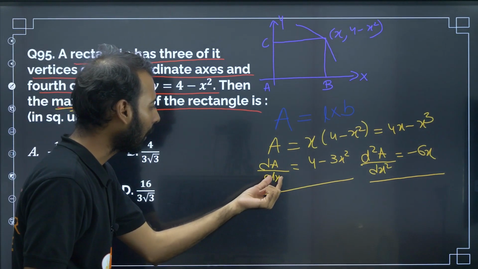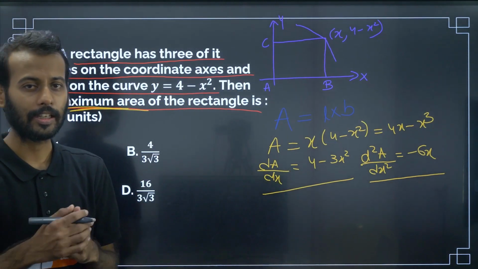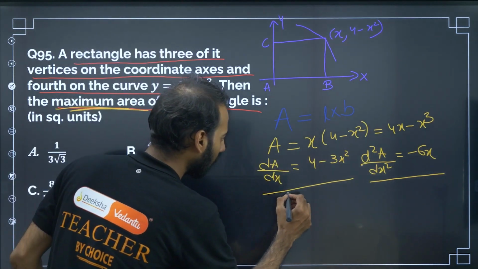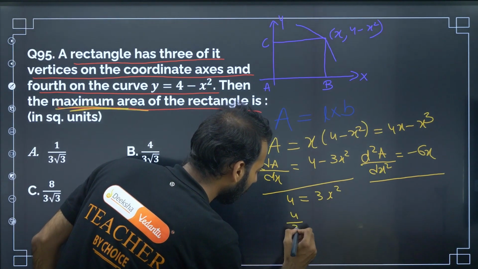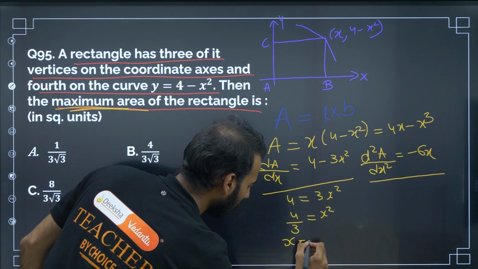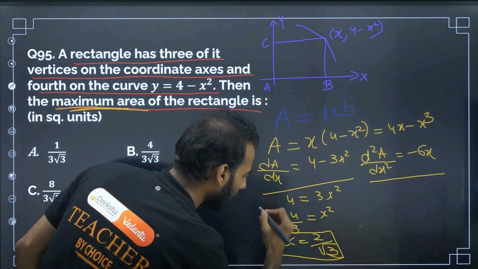Now, whenever we want a maximum, we have to equate the first derivative to 0. Try to recall: to maximize any function, generally we take the first derivative, the second derivative, and then equate the first derivative to 0. So this becomes 4 is equal to 3x squared. So 4 by 3 is equal to x squared. This implies x is equal to 2 by root 3.